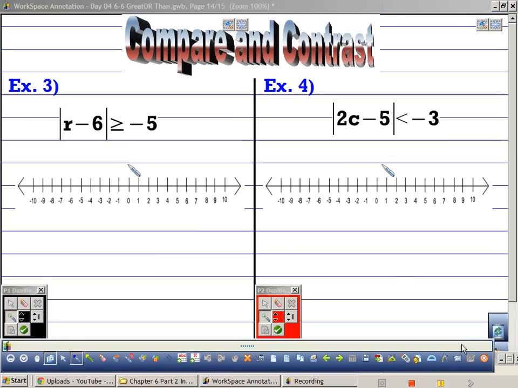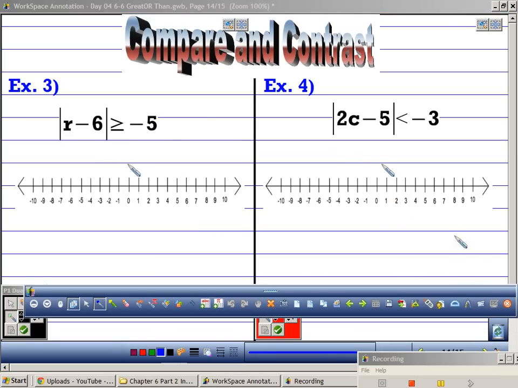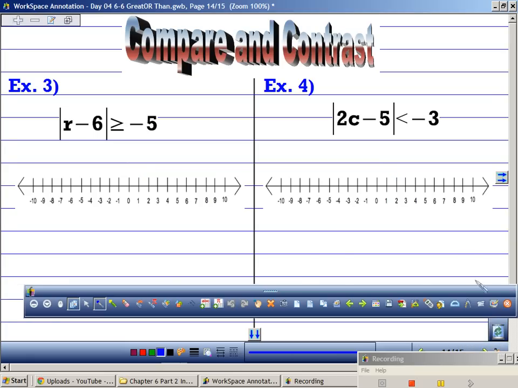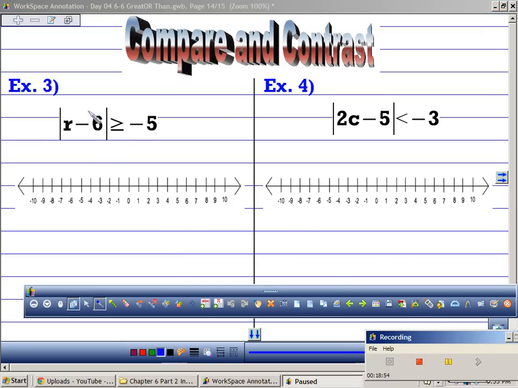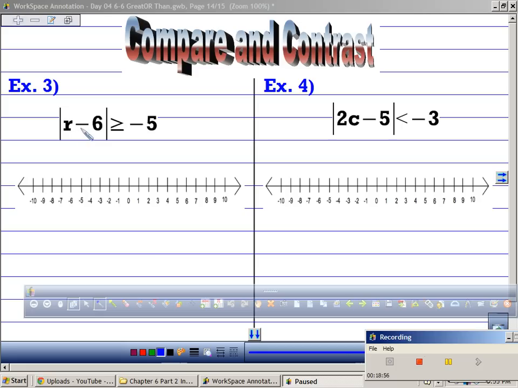Let me just change this. Keep the students working together. Take that off of there. All right, let's talk about these two inequalities and compare and contrast them. Okay, so let's start with example number 3.